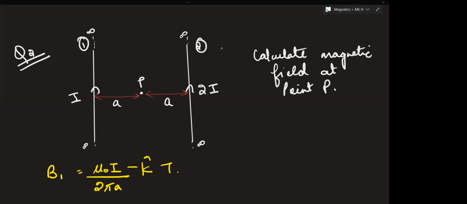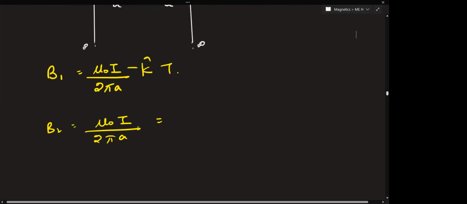2I. Rifat says 2I. I was the current here, 2I is the current. So yes, others were right, Matiha, Sami and all. Here the field is mu naught times 2I divided by 2 pi A.